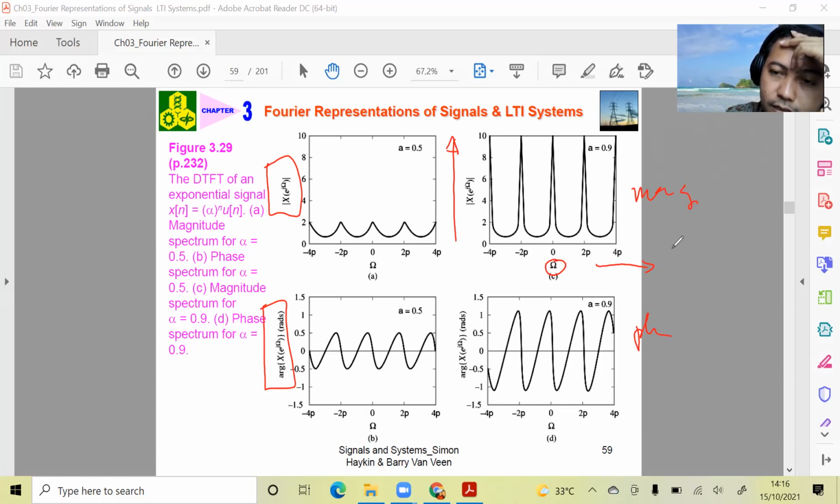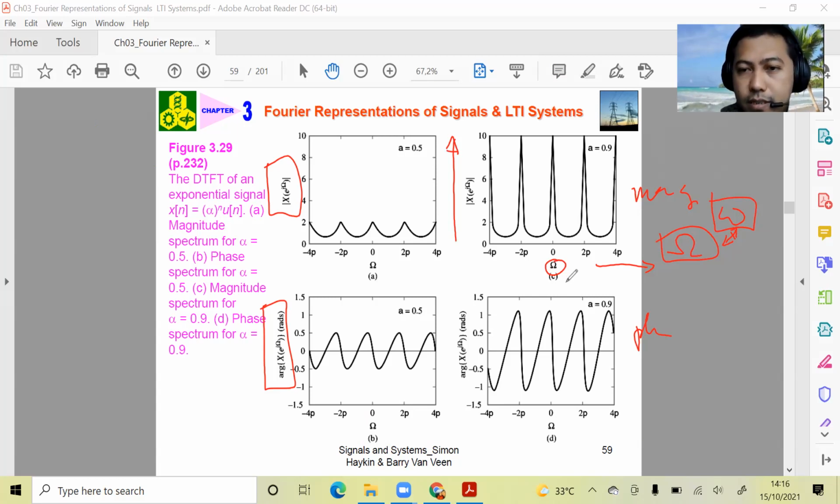In this case, instead of omega, we use this symbol. Maybe some of you are asking why we don't use just the similar symbol. Actually, it doesn't matter. It's just to distinguish between a continuous signal and a discrete signal. And you can see here the figure is also similar. The x-axis represents the frequency and the y-axis represents the phase.